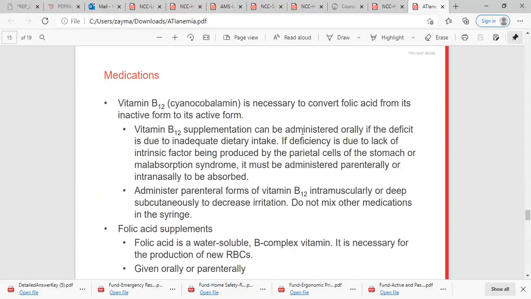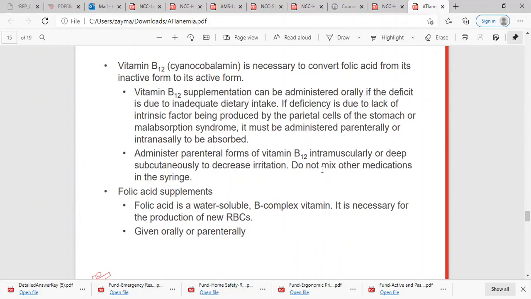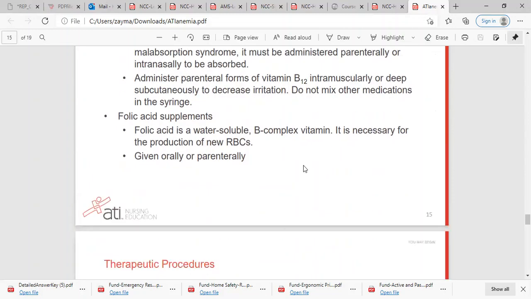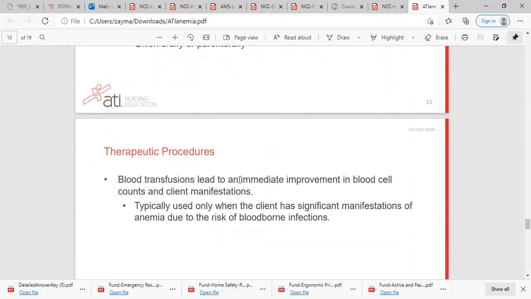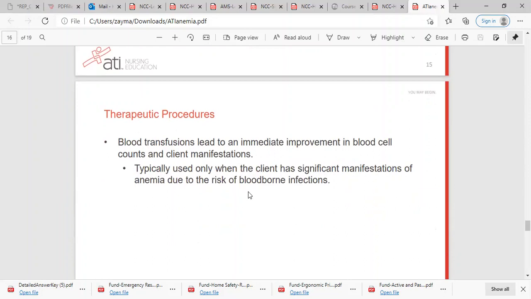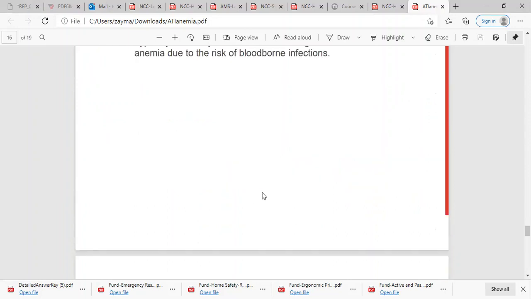Finally, B12, we already talked about that. Remember, it can only be administered orally if it is due to a low dietary intake. But if it has anything to do with pernicious anemia or malabsorption, it must be injected. Folic acid is another medication that can be given to help enhance red blood cell production. And we will talk about blood transfusions in just a minute.